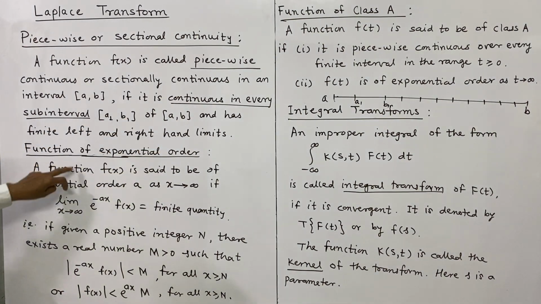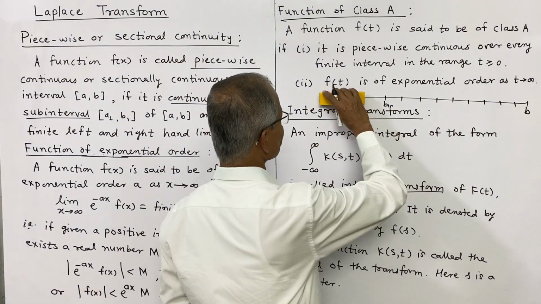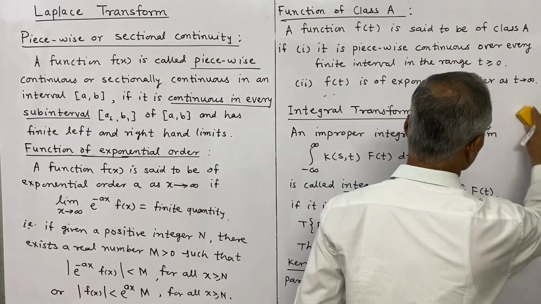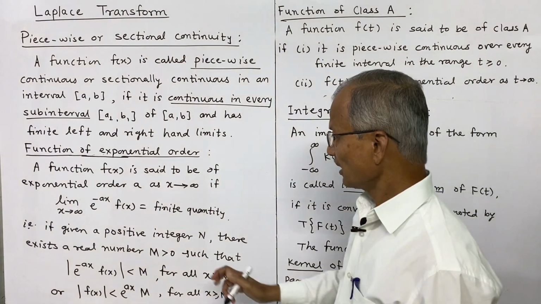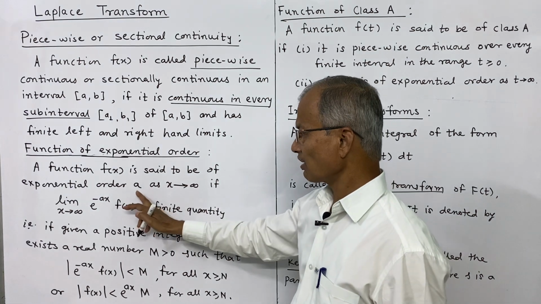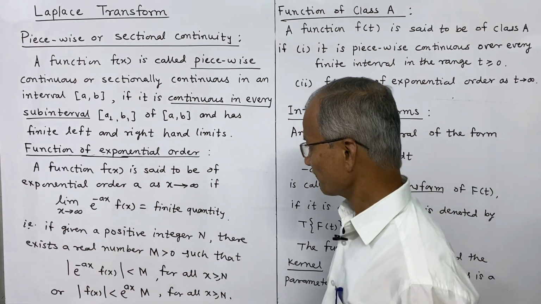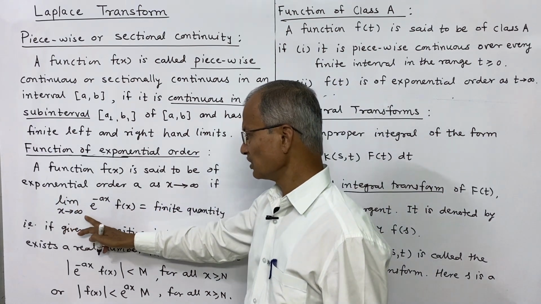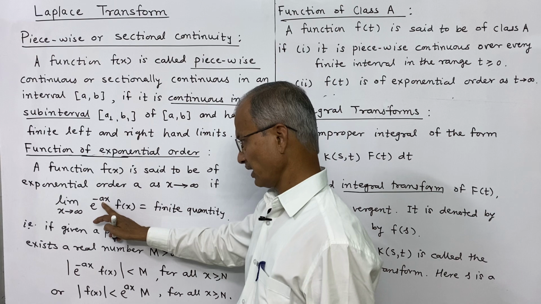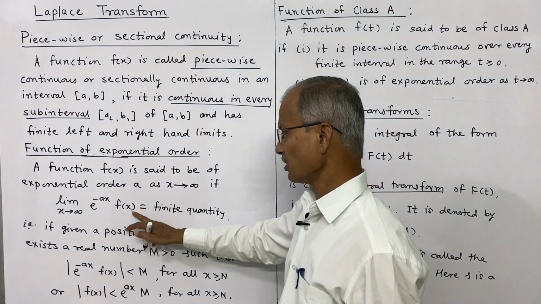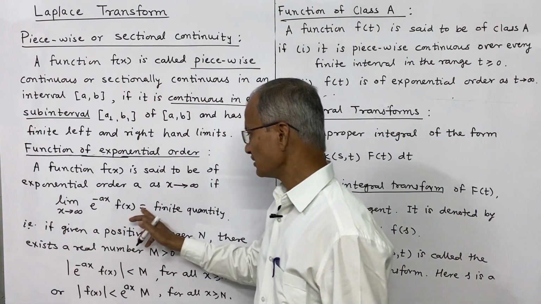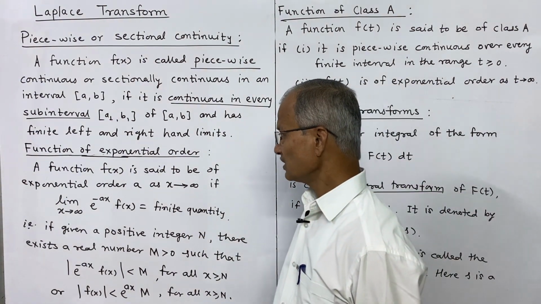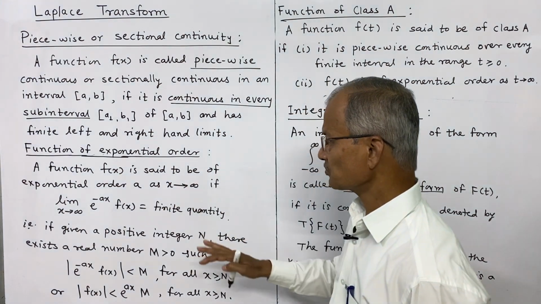Now the second condition is function of exponential order. Now what is the meaning of function of exponential order? That is defined here. A function f of x is said to be of exponential order a, a is a real number here, as x tends to infinity, if limit x tends to infinity of e power minus ax into f of x is a finite quantity, then we say f of x is of exponential order.